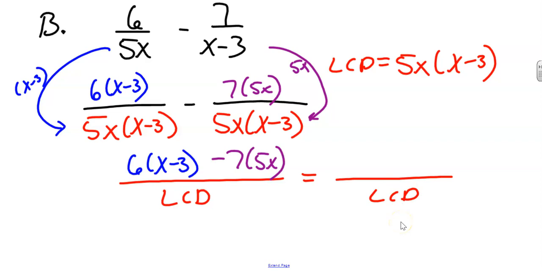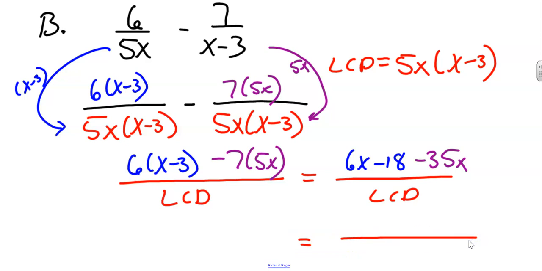Okay. Again, we're not doing anything in the denominator, because once you get the common denominator, it's pretty much done to the very end. Go ahead and do distributive property here, 6x minus 18. And for the second part here, it's just negative 7 times 5x, so that's just a negative 35x. Okay, and on the top now we've got 6x minus 35x. So 6 minus 35 is a negative 29x minus 18.